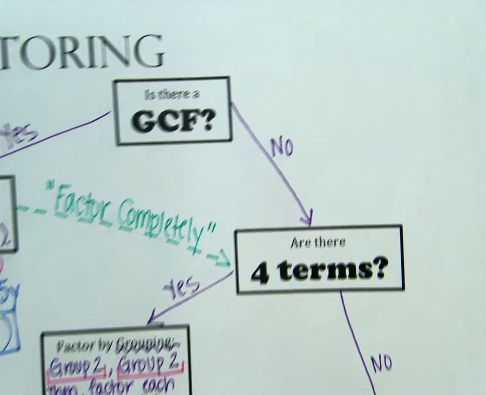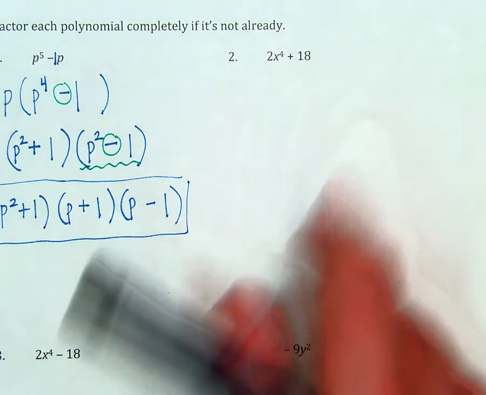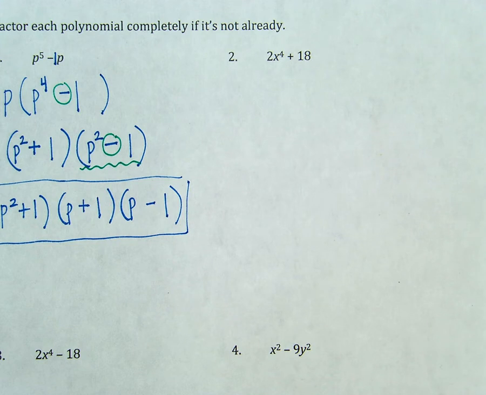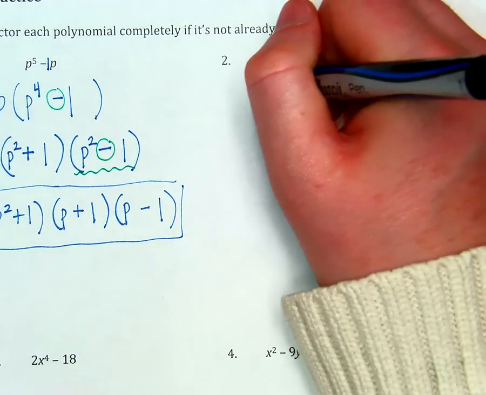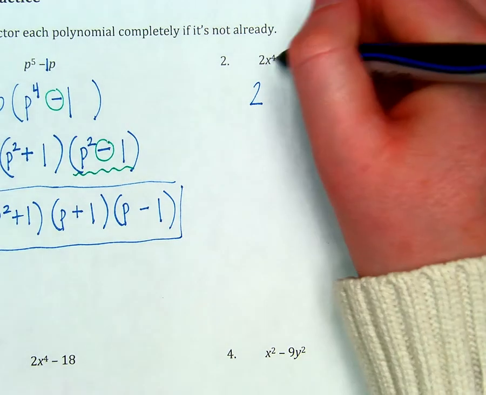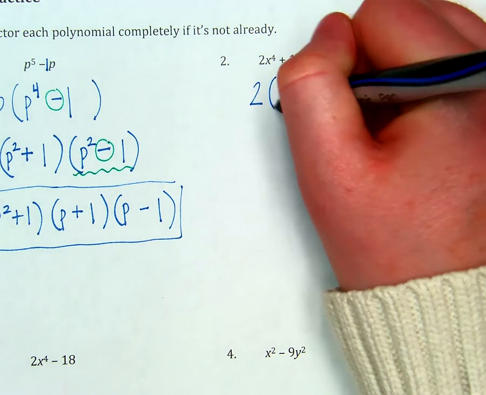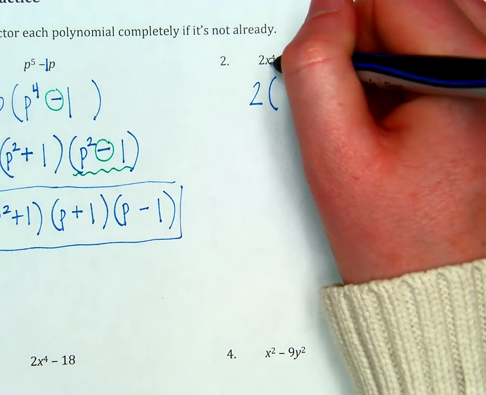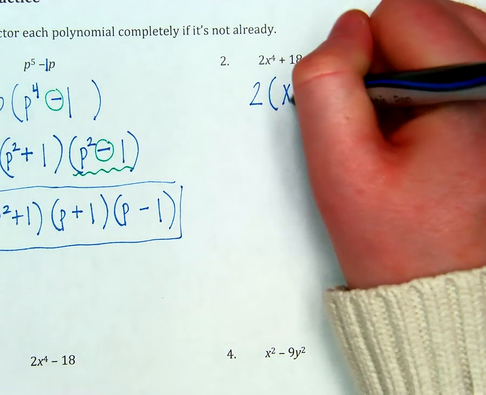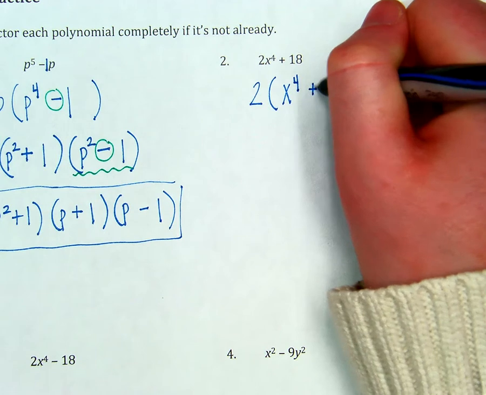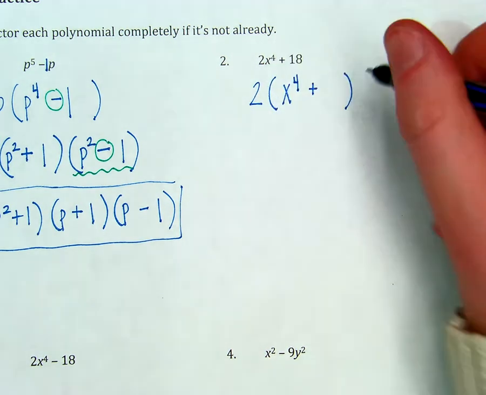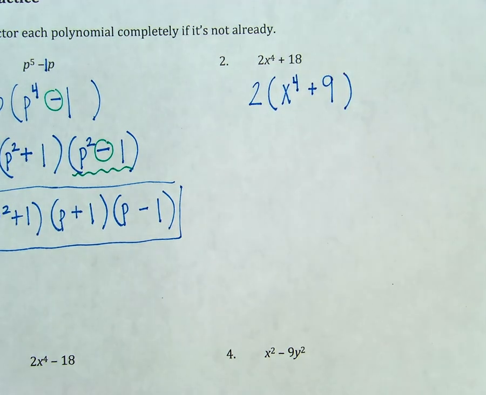That's always the top of your flow chart. So look at the numbers 2 and 18. 2 goes into both of those, so I'm going to take 2 out. X to the 4th, this one doesn't have any x's, so I'm going to write down what I'm left with here. If I take 2 out, that's going to leave me with x to the 4th plus 18 factor out of 2. That means 18 divided by 2, that's 9.